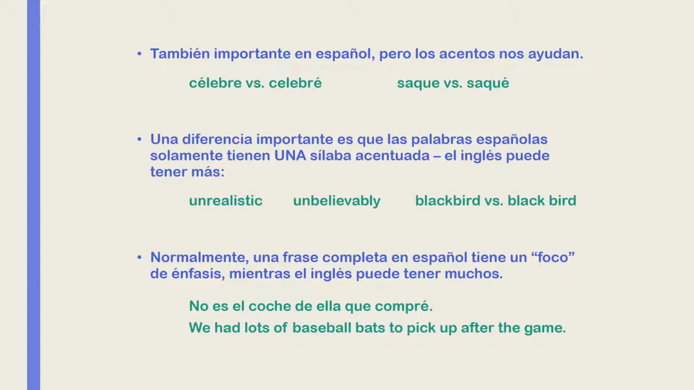Now, thinking more in terms of phonetics than in meaning, say this English sentence after me. We had lots of baseball bats to pick up after the game. One more time. We had lots of baseball bats to pick up after the game. There are several words in there that get more strength, more oomph, more air, more emphasis than others. We had lots of baseball bats to pick up after the game. It's like every other word is emphasized here. We had lots of baseball bats to pick up after the game, especially that after the game. Those are almost equally accented.